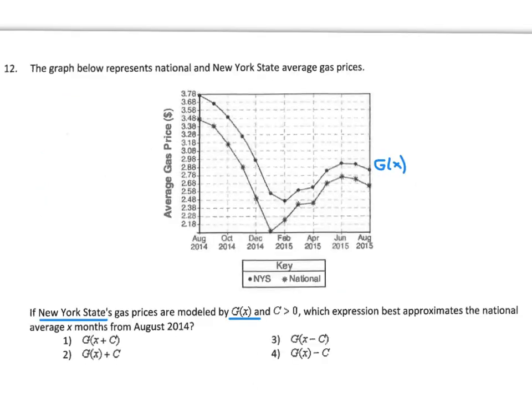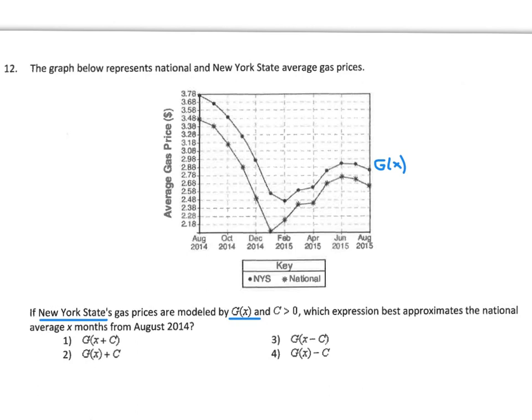So number 12, the graph below represents national and New York State average gas prices. It says that New York State's gas prices are represented by g of x. If we look, New York State is the one with just dots, so this is being represented by g of x. They want to know which one represents the national average gas prices.